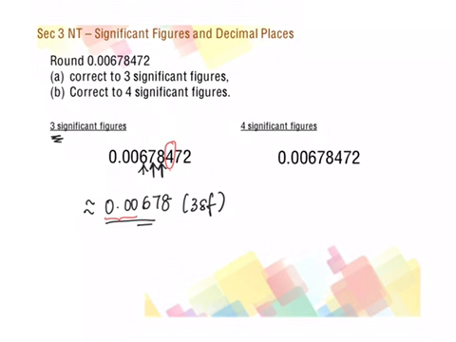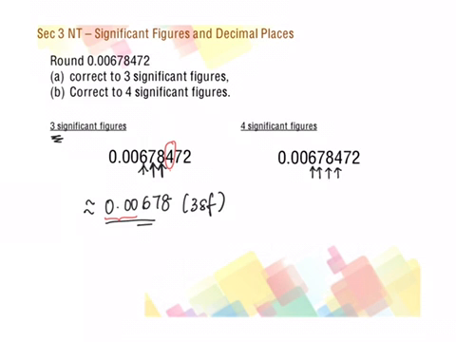Now, how about rounding off to 4 significant figures? Let's take a look at this number. So 6 is the first non-zero number. That means it's the first significant figure. This will be the second, 7 third, and fourth.